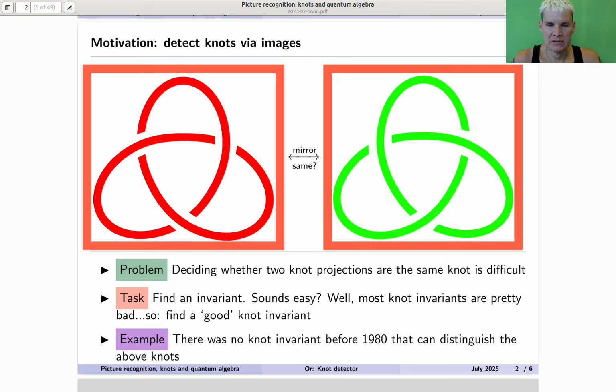So even for something boring like those two knots here, which really just differ by, well, here the crossing from here goes over and here it goes under. So that's the only difference between them. So are those the same knots? They're not the same, by the way.